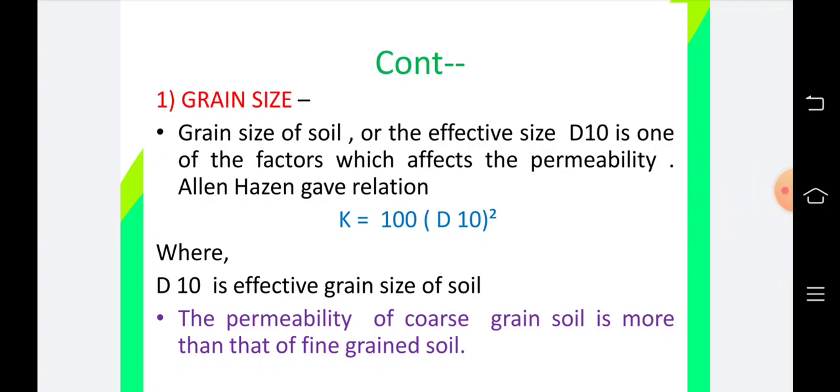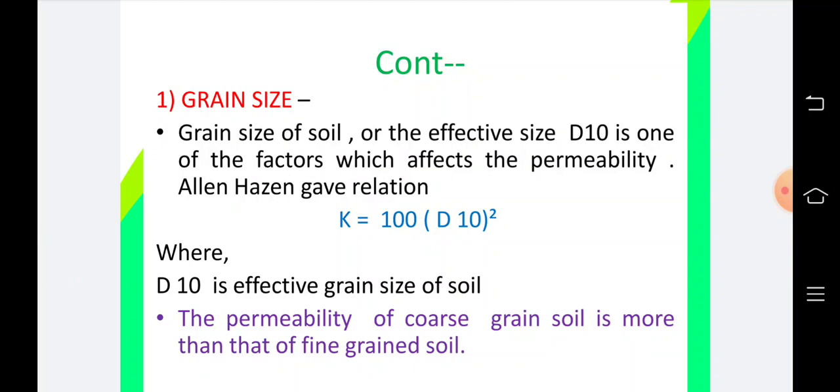So what is the effect of the size of the grains on the permeability? As we already know, coarse grain soil has a diameter more than 75 microns, and fine grain soil has a diameter of less than 75 microns. Coarse grain soil is of two types, sand and gravel, and fine grain soil means silt and clay.